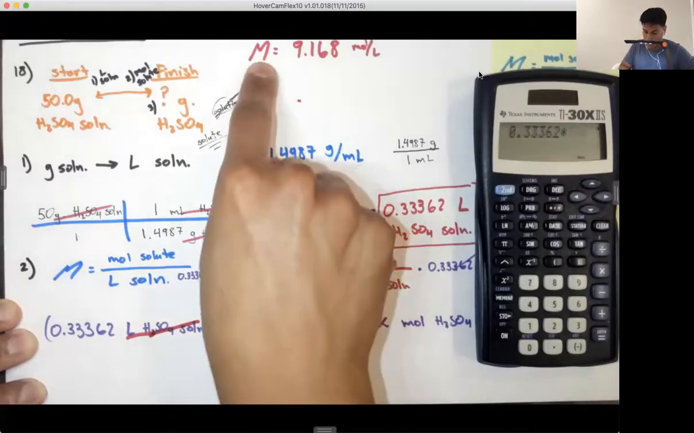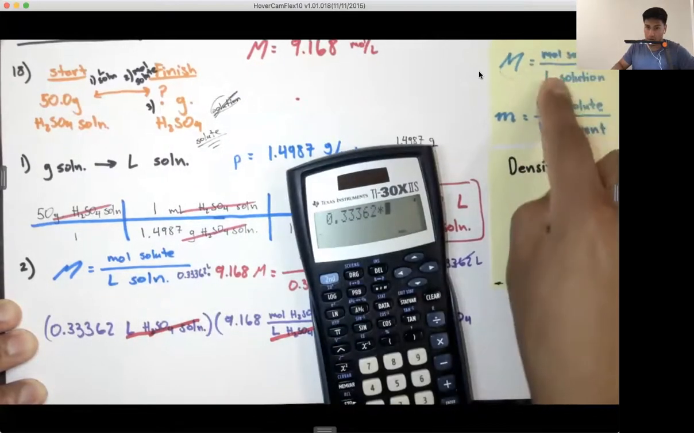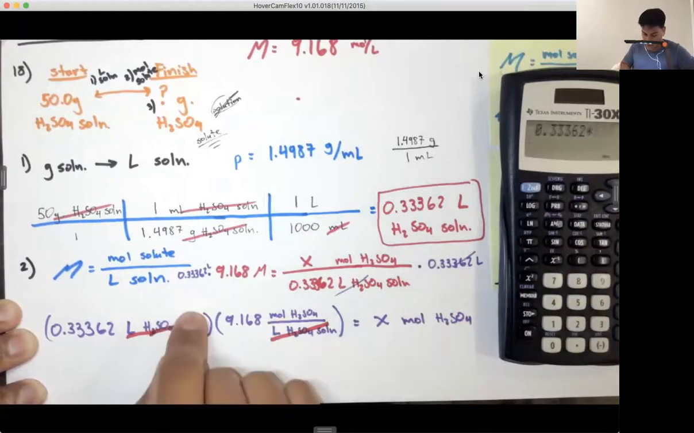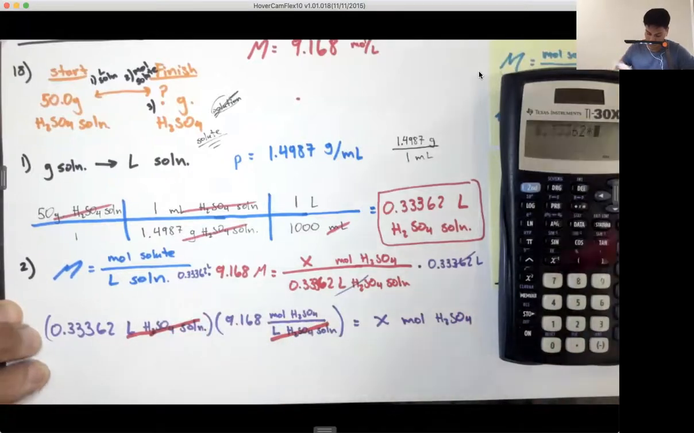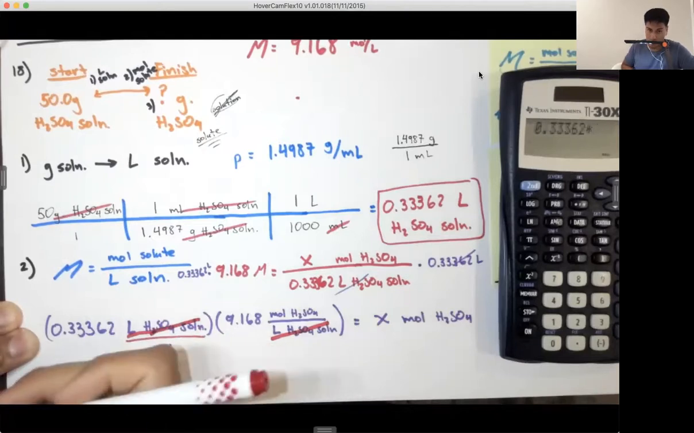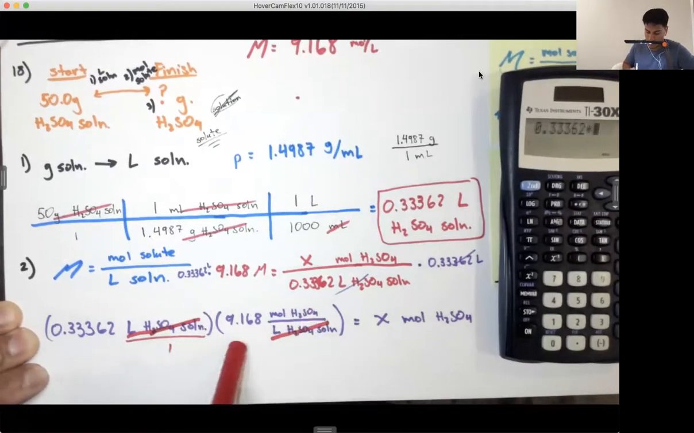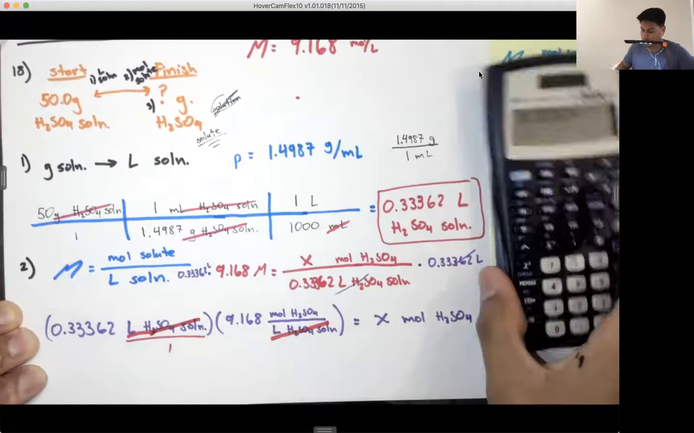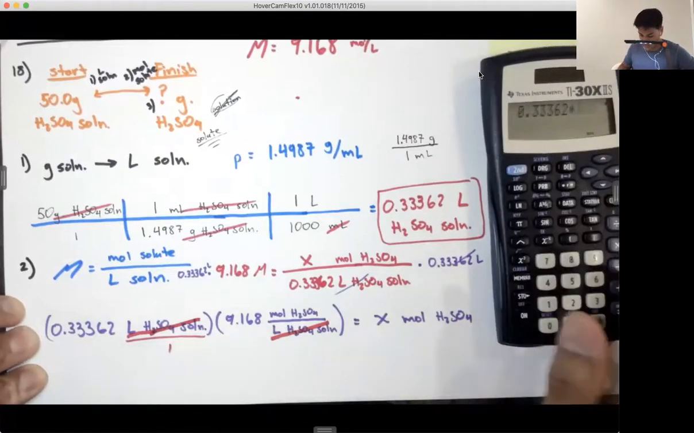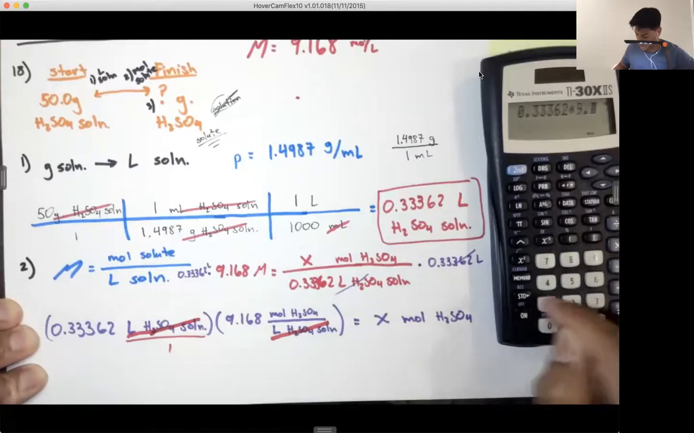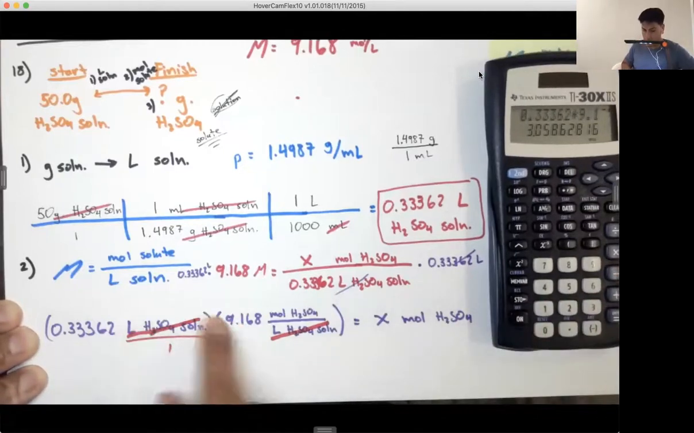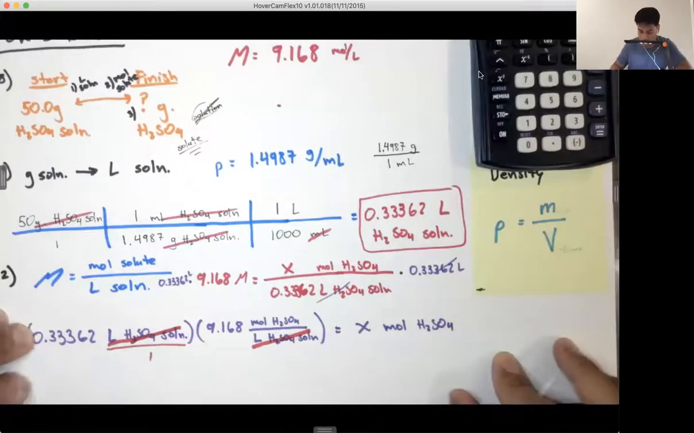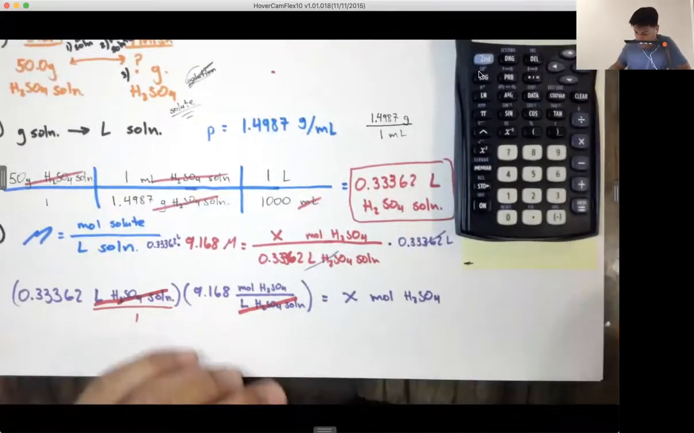Now, this right here is just what the M stands for, right? The M stands for moles of solute over liter of solution. I just replaced that M with actual moles of solute and liters of solution. So the liters of solution here cancels out because this liters of solution here is the same as if it were over 1, right? And when you multiply two fractions together, you multiply the top times the top, bottom times the bottom. If there's something on the top that matches with the bottom, you can cancel that out, okay? So here we have 0.33362 times 9.168, right? Multiply those two together, and what do you get? 3.05. And I'm going to go ahead and write it over here so that I have space on the bottom here.